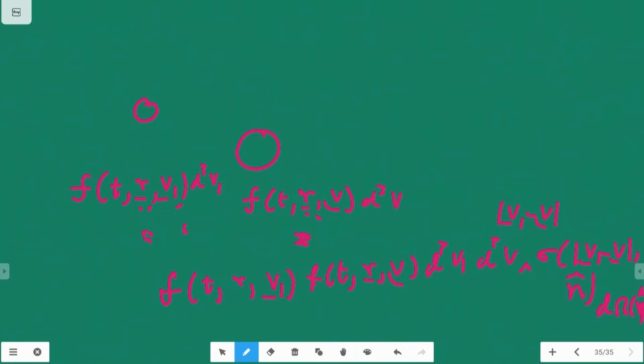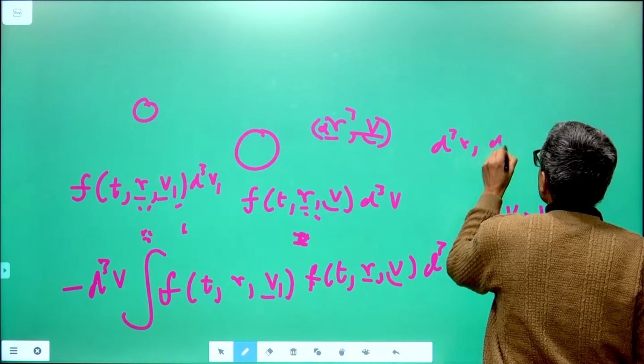And if you integrate this quantity over all possible incident velocities v1, keeping d³v outside, because you are looking at the number of particles in the scattering center set centered around the velocity v, if you integrate this over all solid angles and over all incident velocities, this will give you the net rate of decrease of the number of particles within the phase volume d³r d³v centered around r, v. It will give you the rate at which it decreases.